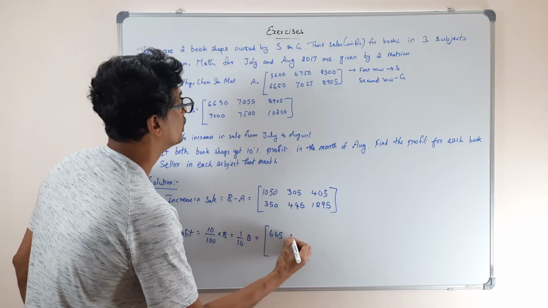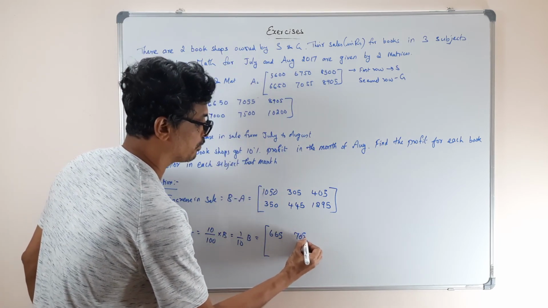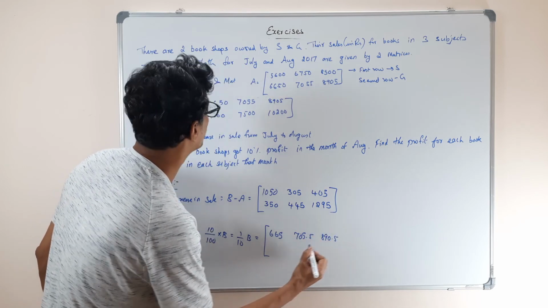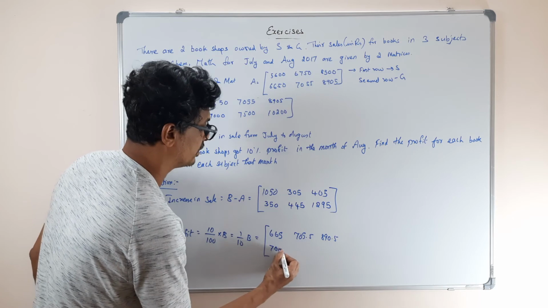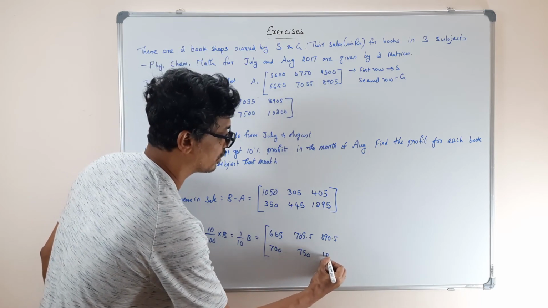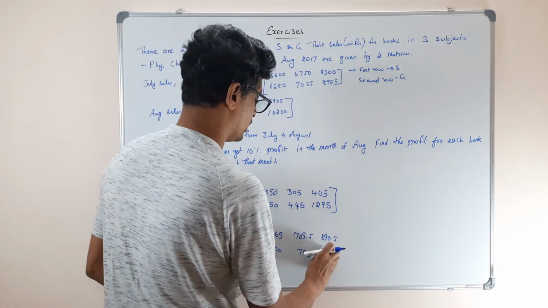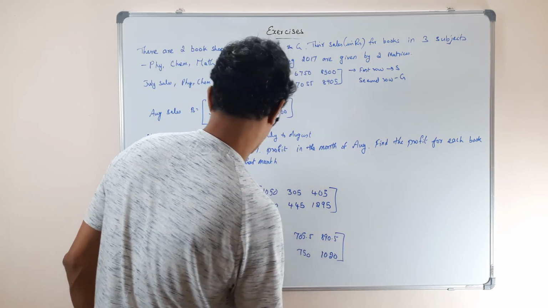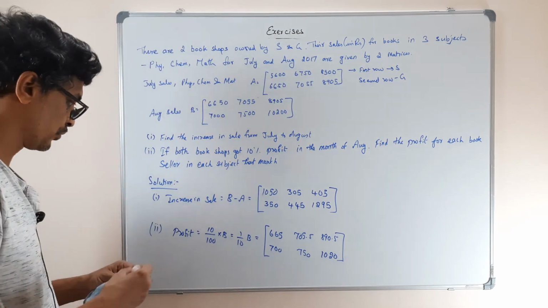665. 705.5. 890.5. 700. 750. 1020. Correct? So that's the answer. So this is the 10% of profit.